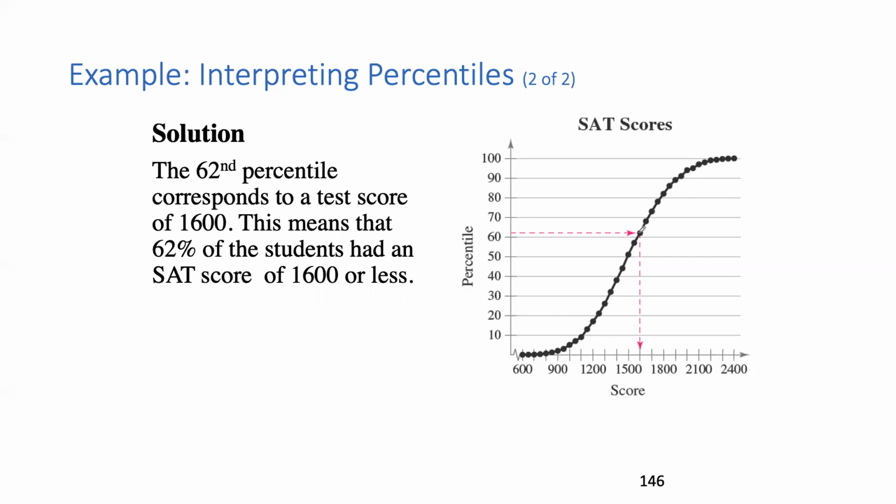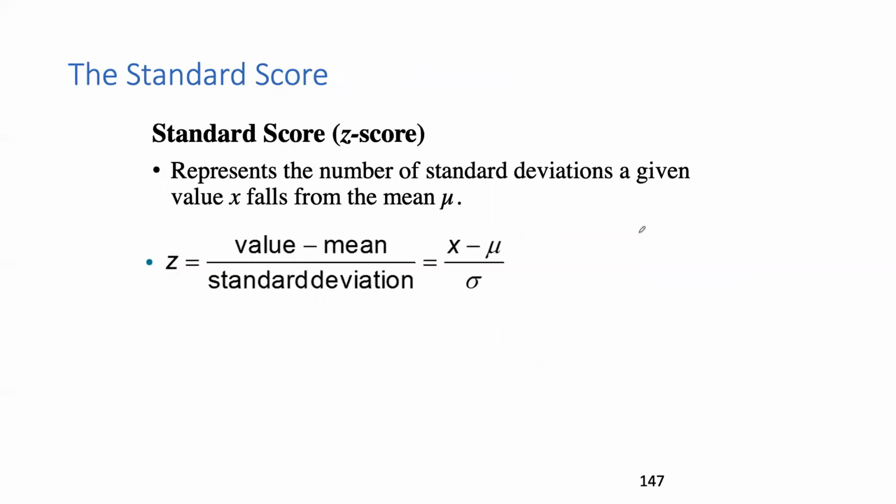All right. The last thing that I want to talk about in this lecture is a notion that will come back again and again when we get into inferential statistics, and that is what we call a z-score.